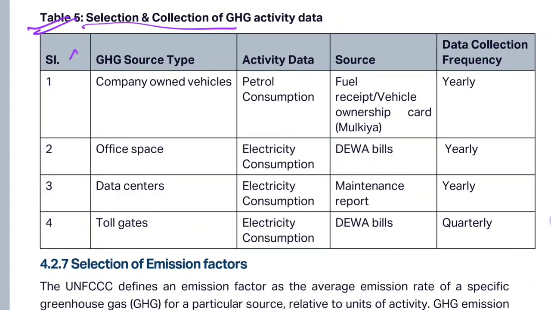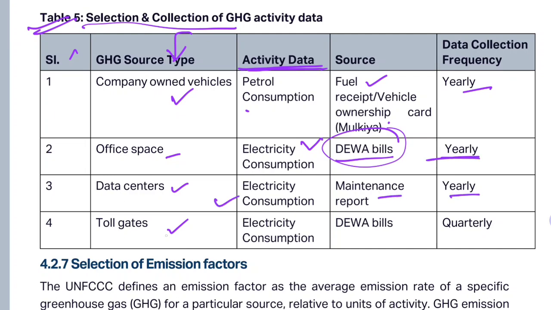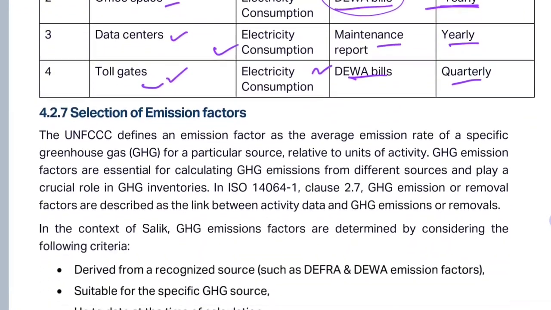So there is the serial number and the GHG source type, like company-owned vehicles, office space, data centers, which we have already discussed in the reporting boundaries. The activity data is like petrol consumption, the source will be fuel receipts and the vehicle ownership card, which we call Mulkiya, right, and the data collection frequency is yearly. In the office space, electricity consumption from DEWA bills, and yearly they are doing this collection. Data centers, again electricity consumption from maintenance reports and yearly. Toll gates, electricity consumption from DEWA bills, and this is collected quarterly actually.